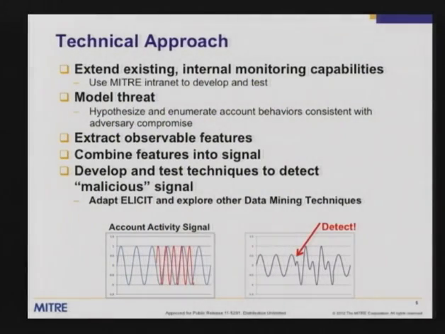Any other questions? Okay. So this was the approach that we took to try and extend the existing illicit research that had been done. We were using our MITRE intranet to develop and test this. This was our corporate network that was internal to MITRE. We were modeling the threat, so we hypothesized and enumerated different behaviors that could be done. Then we did the standard thing you do. Once you have behaviors you extract the features that are detectable, you get some sort of signal, and then you're really trying to detect when that signal fundamentally shifts, because that shift is what you see when someone's added additional behavior into your mixture.